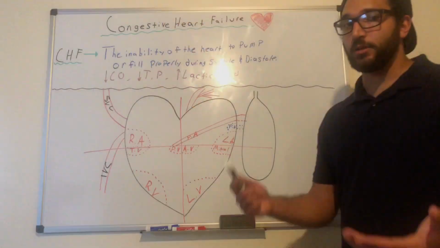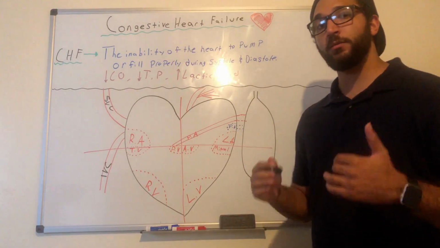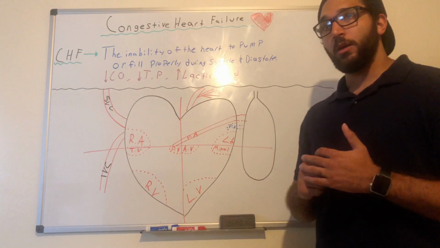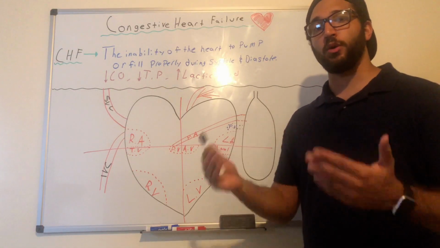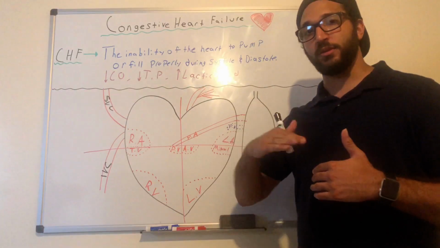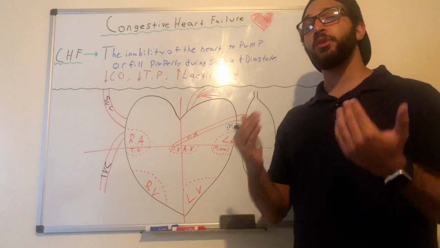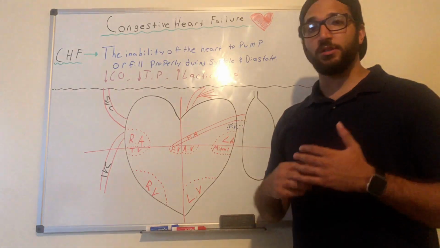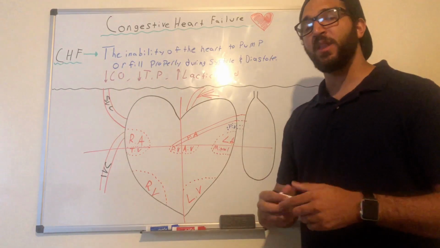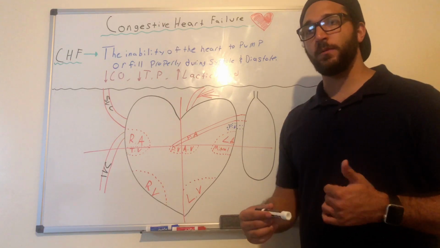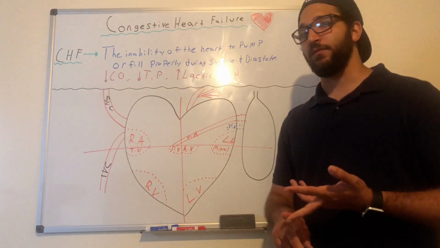So let's get started. Congestive heart failure is the inability of the heart to pump and fill properly during systole and diastole. If the heart is not pumping properly, there's going to be a low cardiac output going out to the systemic circulation, and therefore low tissue perfusion. When there's low tissue perfusion, patients' cells are going to build up with lactic acid, therefore leading to issues such as ventricular tachycardia and ventricular fibrillation.